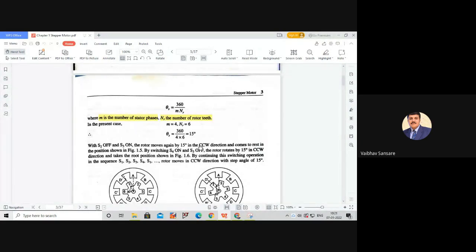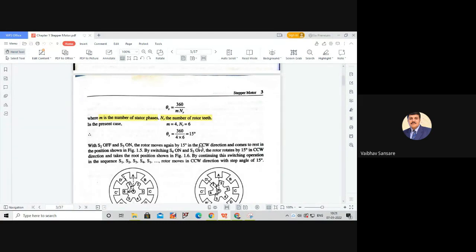So with this single mode switching excitation, we can run the motor in either the clockwise or counterclockwise direction by a step of 15 degrees during each switching condition. Okay, so either we run the motor in the counterclockwise direction with 15 degrees, or we run the motor in the clockwise direction with 15 degrees.